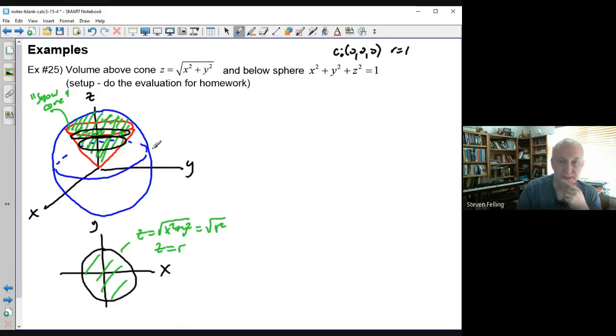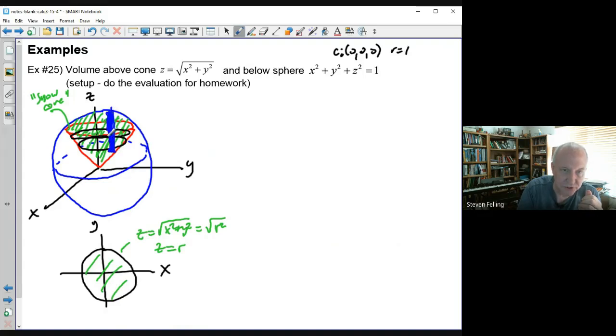Okay. So how could I do that? Well, I think I could just say, okay, on this edge here, z is equal to r. And then imagine that I'm taking a volume element. So imagine that I'm going to integrate something like a piece of this, like this.